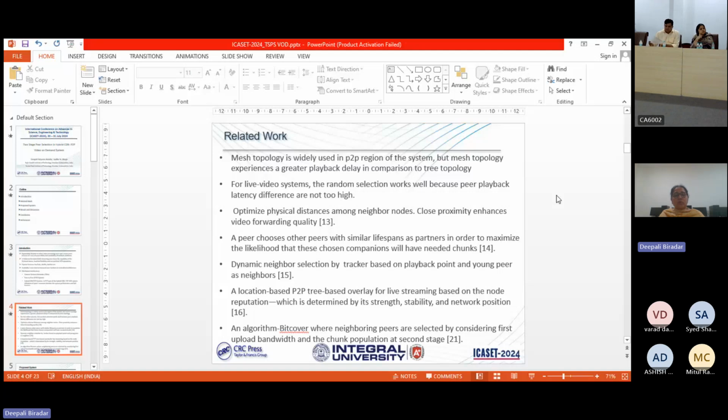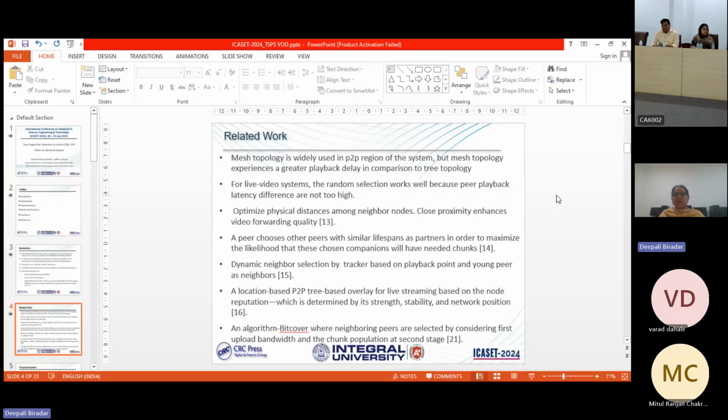One author proposed to optimize the physical distances among neighbor nodes, so they consider the physical distance between the nodes while forming the overlay. Another considers lifespan, in order to maximize the likelihood that the chosen companion will have the needed chunks. So playback point difference is a parameter they have considered. Another uses dynamic neighbor selection by the tracker based on playback point and younger peers. Whatever new peer has joined, they assume it may have a higher upload bandwidth. That's why they consider this.